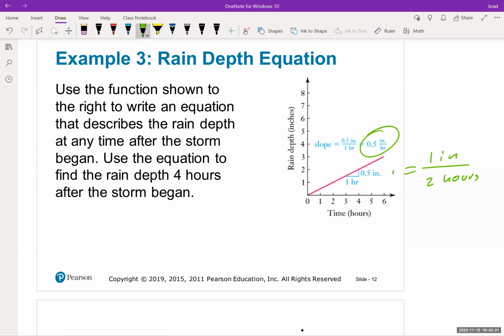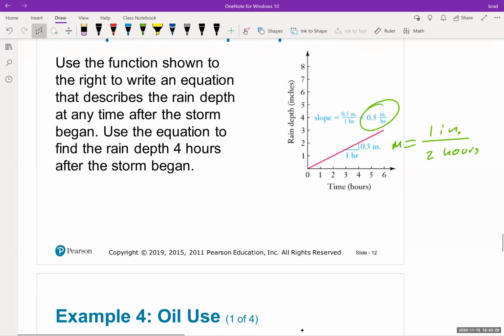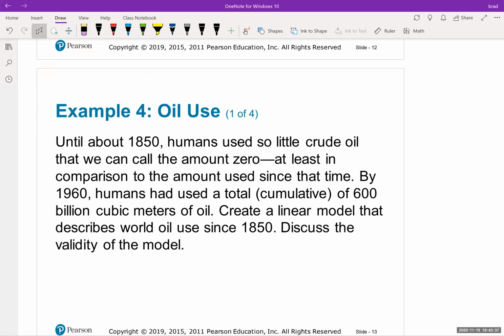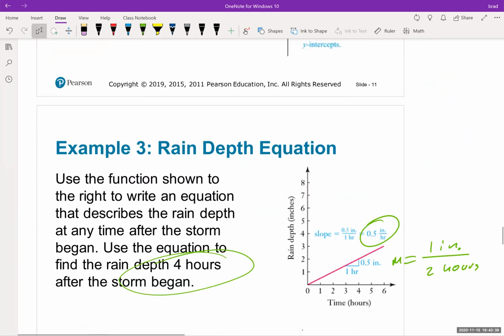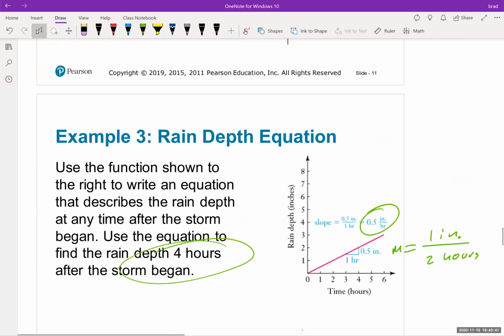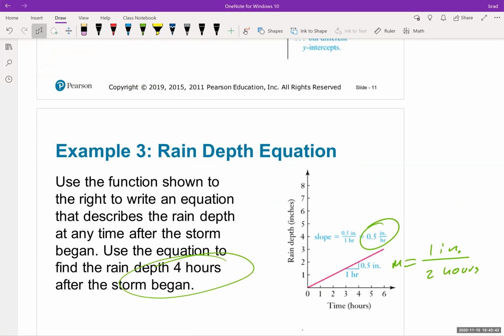Right, and you could keep it as a decimal. I just sometimes like fractions better in general. And they'll eventually want us to use the equation to find the rain depth in 4 hours. Okay, so let's see what we got here. Oh wait, this is a different problem. Okay, so actually, geez, we don't even need to look at that.